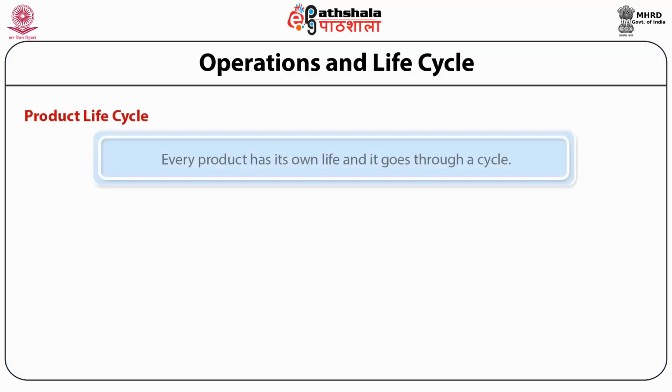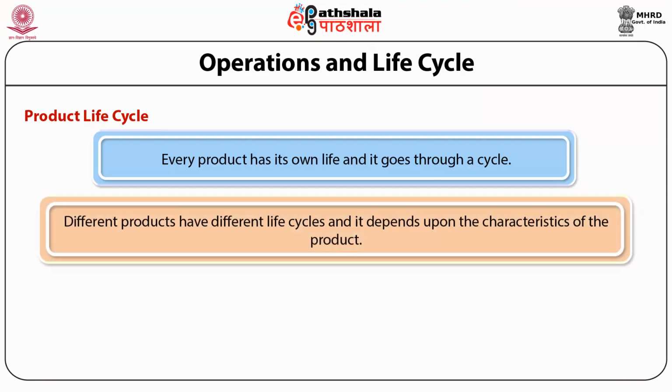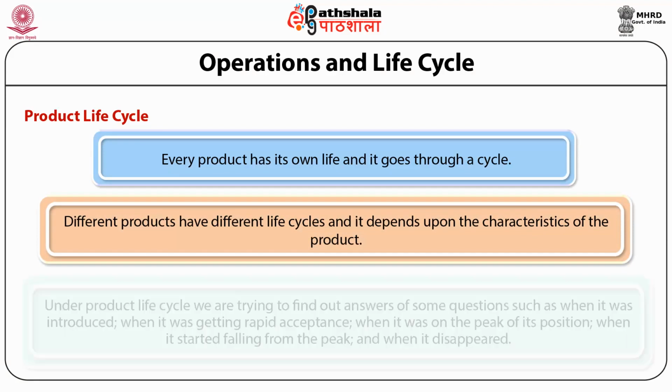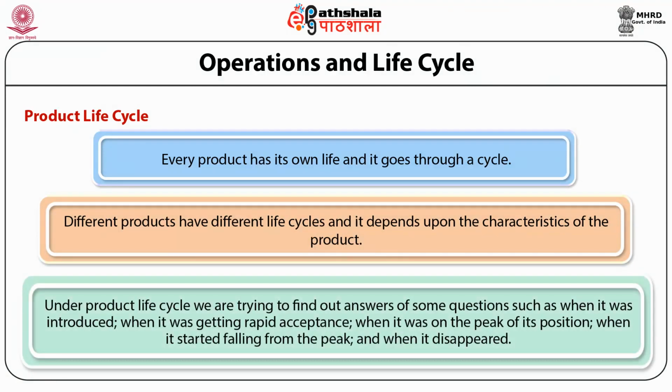Product life cycle. Every product has its own life and it goes through a cycle. Product life cycle is the cycle through which every product goes, from introduction to withdrawal or eventual demise. Different products have different life cycles, depending upon the characteristics of the product. Under product life cycle, we try to find answers to some questions such as when it was introduced, when it was getting rapid acceptance, when it was at the peak position, when it starts falling from the peak, and when it disappears.